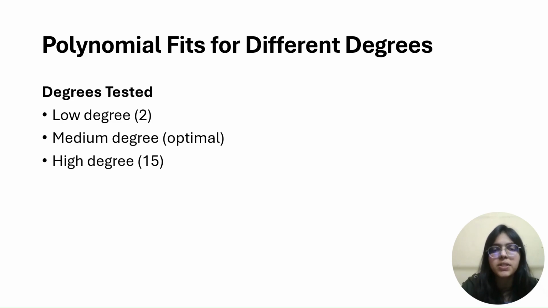I tested 3 representative degrees, a low degree of 2, a medium degree which corresponds to the optimal model based on test error, and a high degree of 15. We shall see that the low degree polynomial is too simple and cannot capture the underlying structure of the data. The medium degree polynomial provides a balanced fit and captures the true trend effectively. The high degree polynomial becomes overly flexible and starts fitting noise in the training data. Let me quickly walk you through the code.